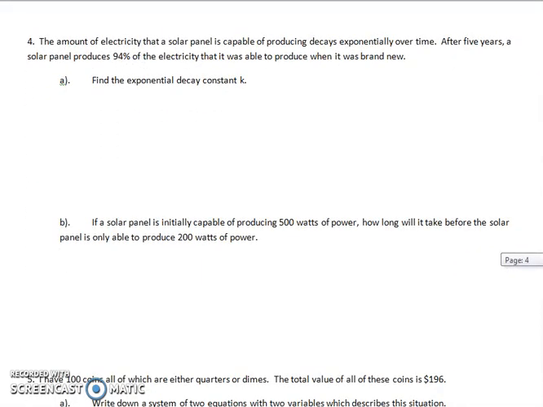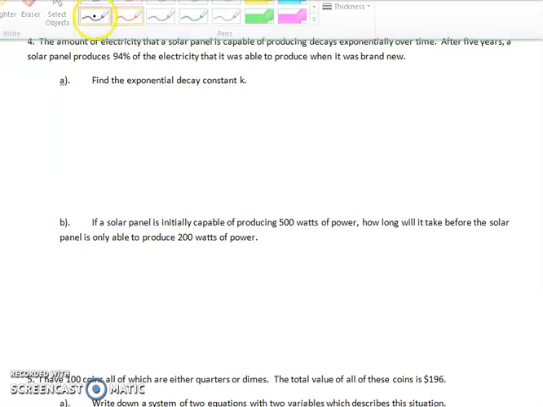Okay, question 4. This is our exponential function. So question 4, the amount of electricity that a solar panel is capable of producing decays exponentially over time. After 5 years, a solar panel produces 94% of the electricity that it was able to produce when it was brand new. Our standard equation, okay, and this is probably one of the trickier ones. We're going to have to work on this a little bit.